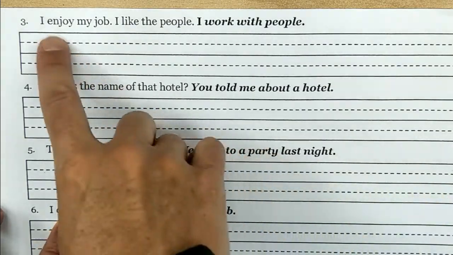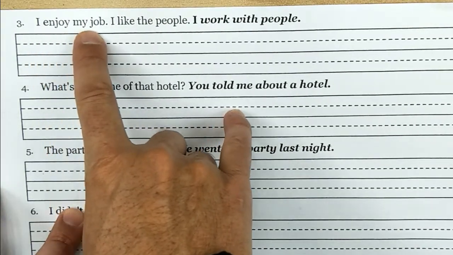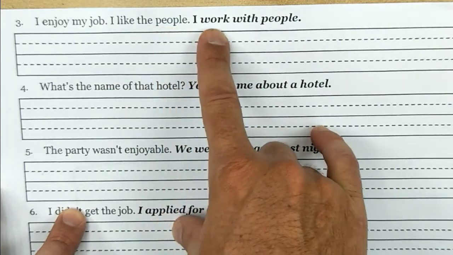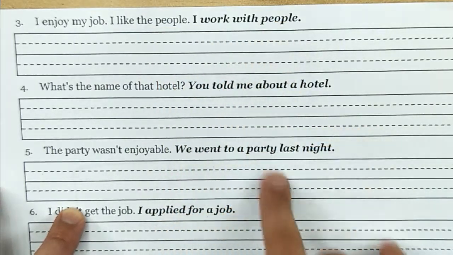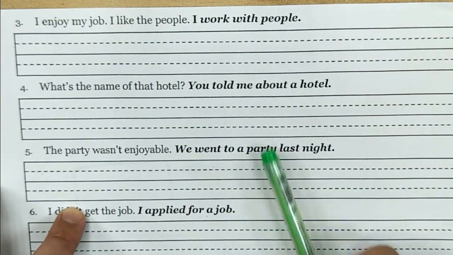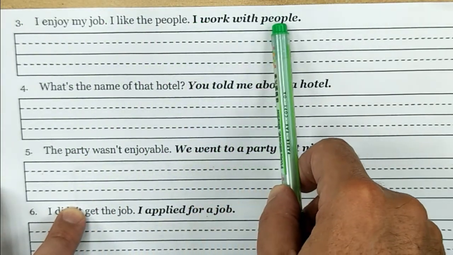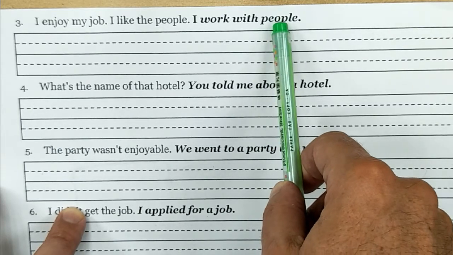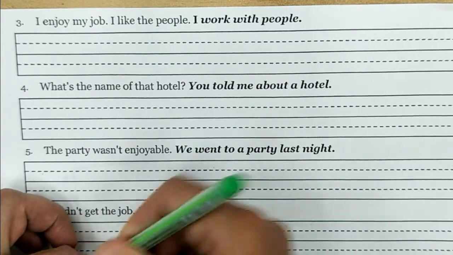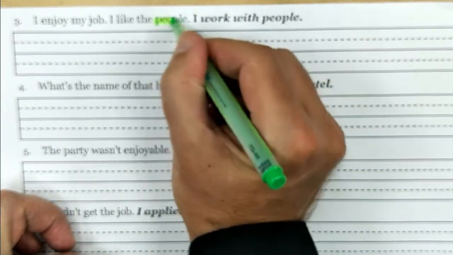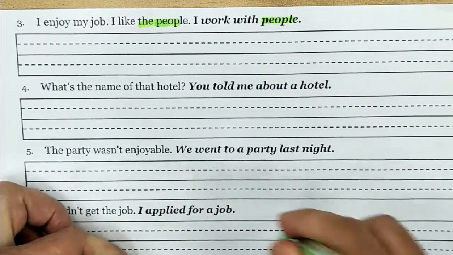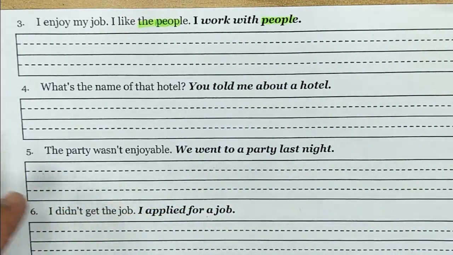Okay, number 3. I enjoy my job. I like the people. I work with people. Okay? There are 3 sentences. This is going to be the sentence we are going to turn into an adjective clause. And what do we see is the same? People. The people. People. Okay. Well, let's begin.